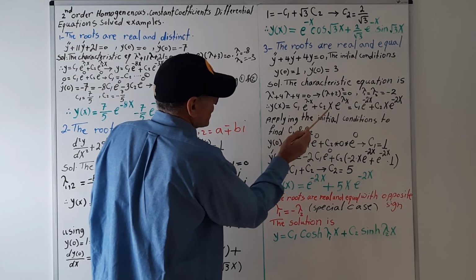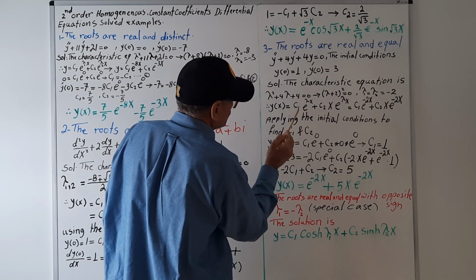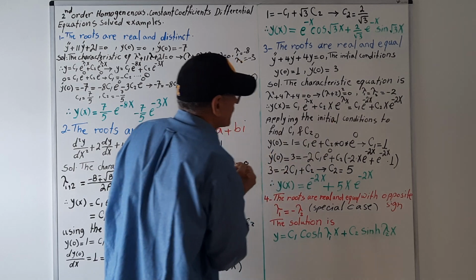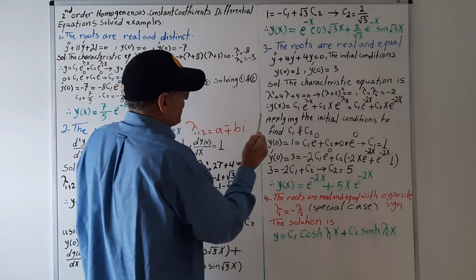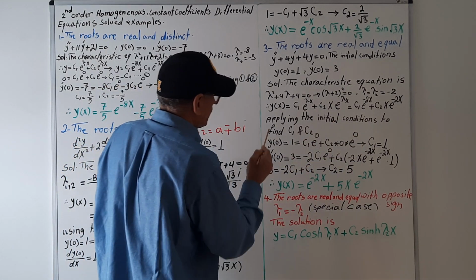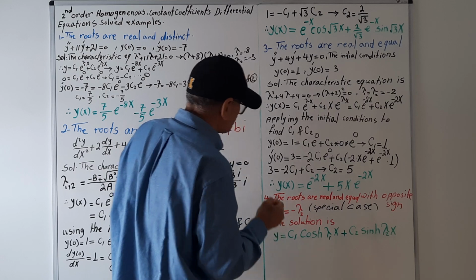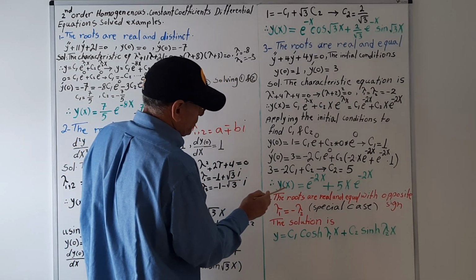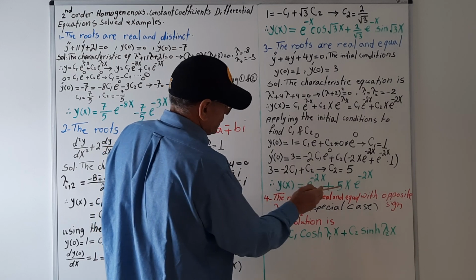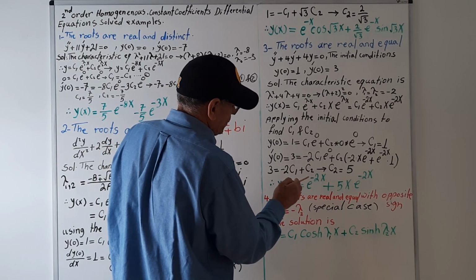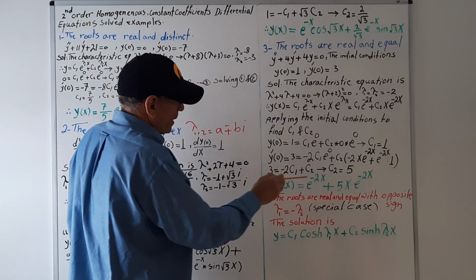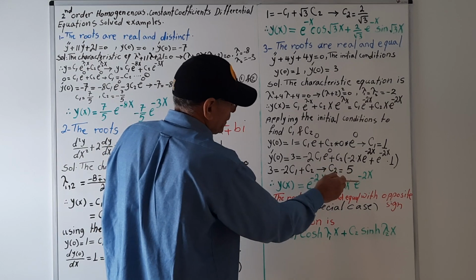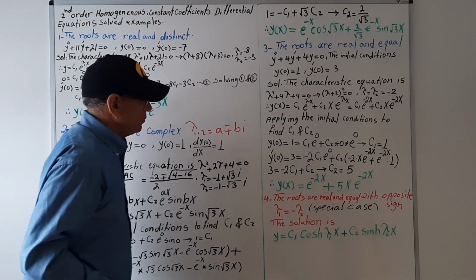You can see this term has x, but here there is no x. Applying our initial conditions, we find C1 and C2, and this is the final solution. See, e to the power minus 2x plus 5x e to the power minus 2x.